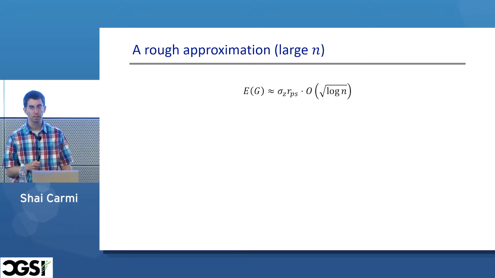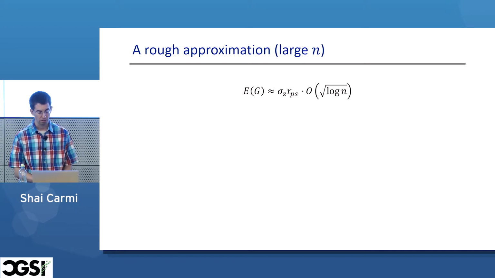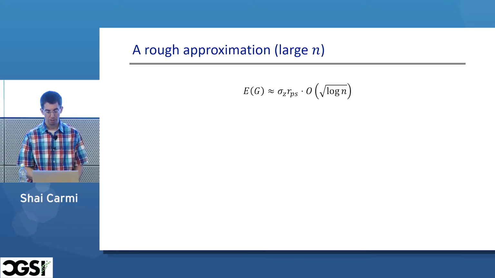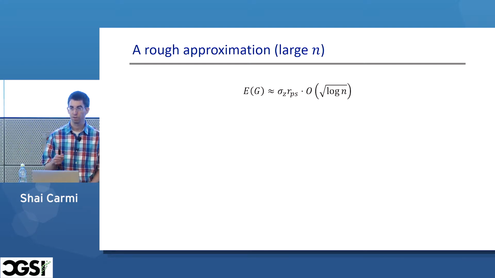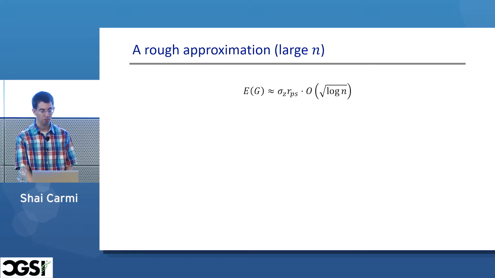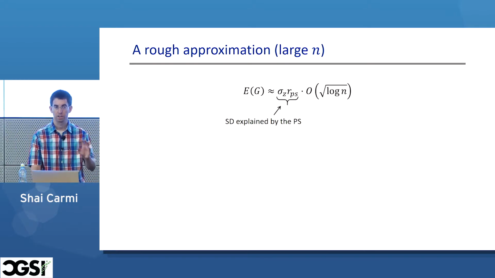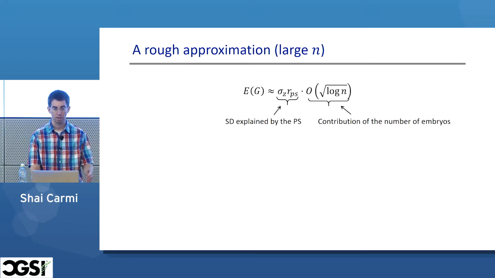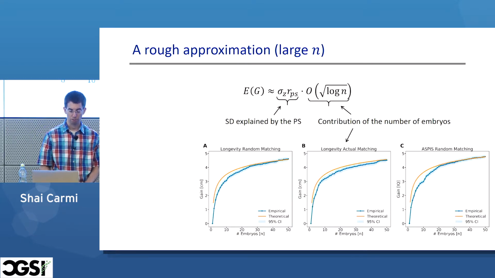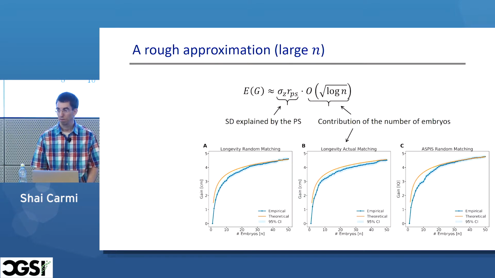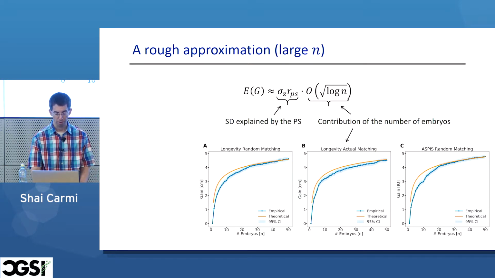But actually, we can gain more insight if we use a very rough approximation for the maximum of the independent normals. It can be shown that approximately the mean of the maximum of n independent normals scales as the square root of log n. So we can write the mean gain in embryo selection like this, and it has two terms. The first term is the standard deviation explained by the score: the standard deviation of the trait multiplied by R_PS. And the second is the contribution from increasing the number of embryos. The fit is not as good, but it definitely captures the trend of what's going on.